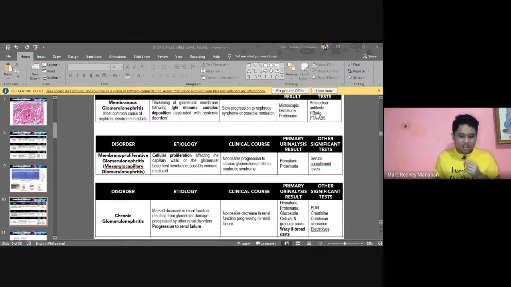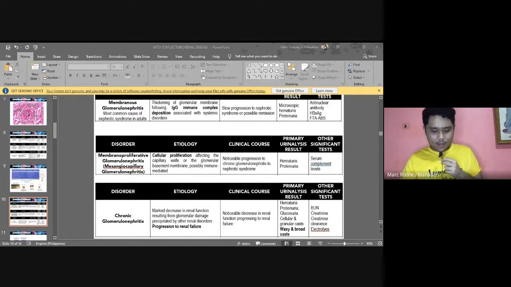So membranoproliferative, the cells proliferate, as the name says. It changes the membranous structure, the microscopic structure of the kidney cells and the peripheral capillaries. So there could be deposits in the glomerular basement membrane. And it can lead to symptoms such as edema, hypertension, hematuria, and of course, proteinuria. This is for membranoproliferative glomerulonephritis. Again, membranous and membranoproliferative can lead to nephrotic syndrome and even chronic glomerulonephritis.